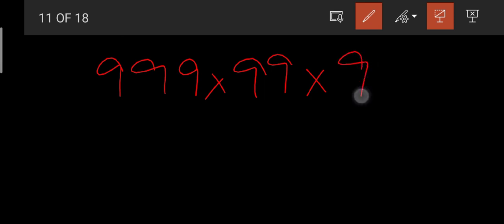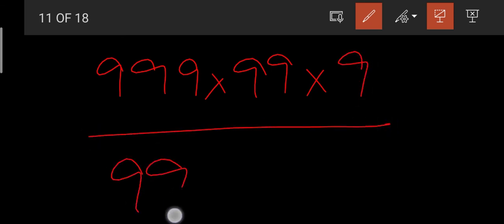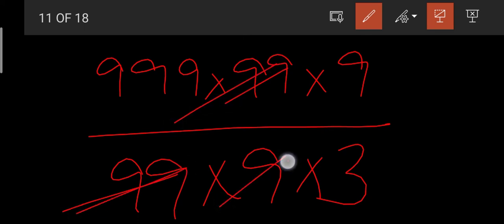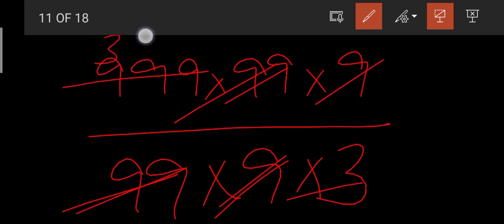Now observe the question very clearly. They have given 999 into 99 into 9 divided by 99 into 9 into 3. This is the question they have given us indirectly. Okay, if you now calculate these questions, 99 will be cancelled, 9 will be cancelled, and our answer will be 333. Okay, this is our answer.